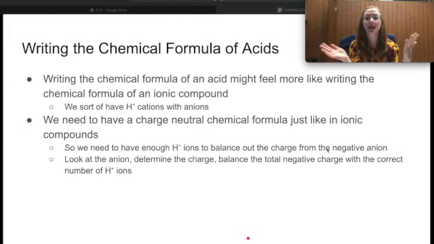So we have to have enough H pluses to balance out the charge from the negative anion. So you look at the anion, you determine the charge on the anion, and you balance the total number of negative charges with H plus ions. So let's talk about some steps on how to do this.